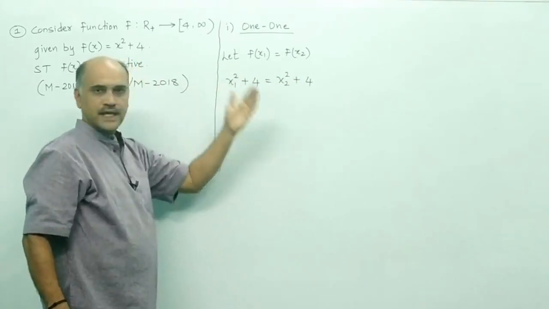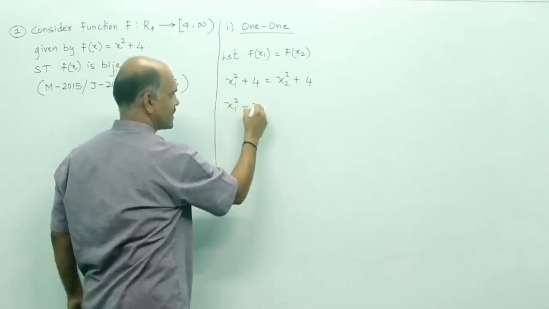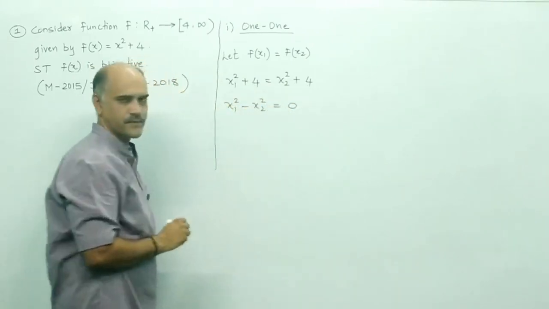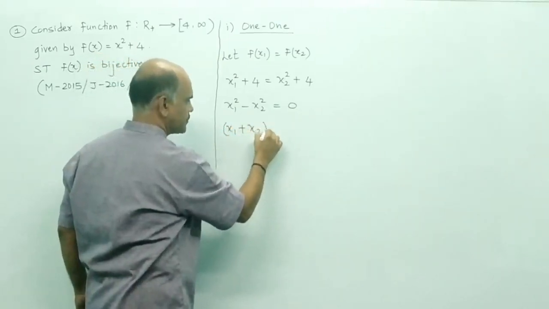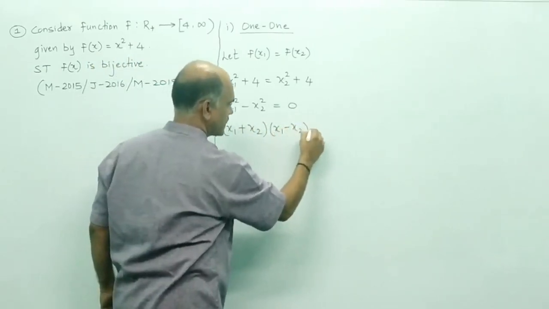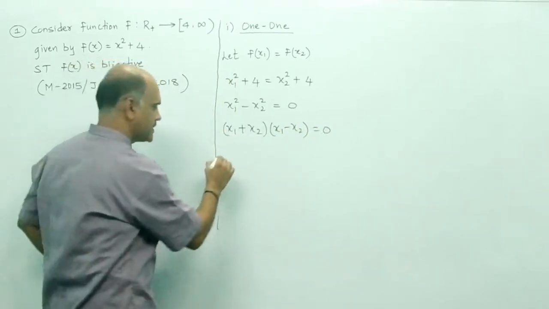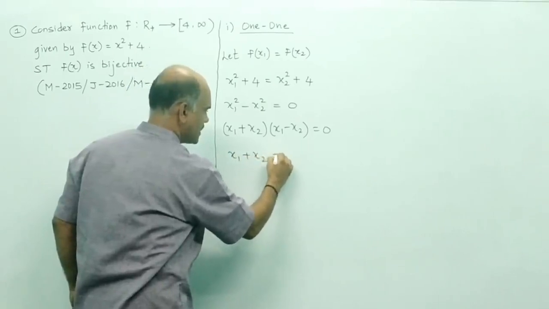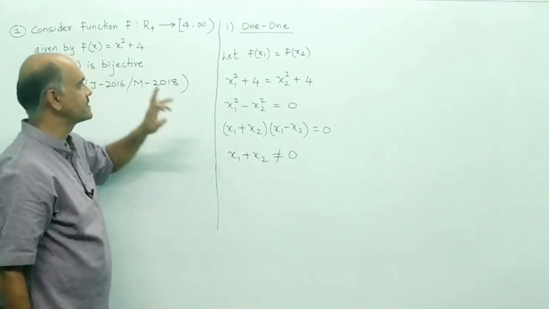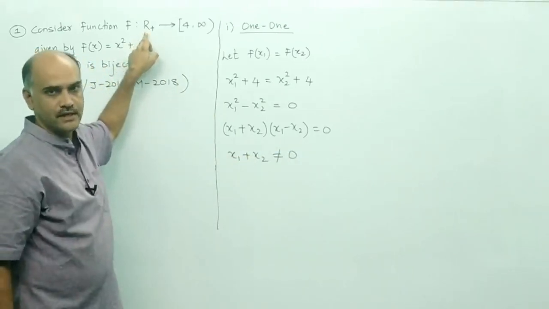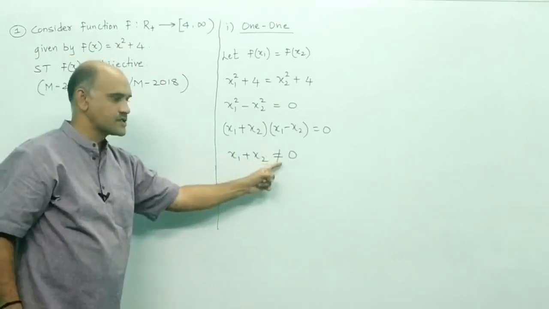Take all terms to the LHS. If I take this to the LHS, 4 gets cancelled. I will have x1 square minus x2 square is equal to 0. Now again I will apply a plus b, a minus b: x1 plus x2 into x1 minus x2 is equal to 0. Now if you see here, x1 plus x2 will not be equal to 0, because these terms come from positive real numbers.